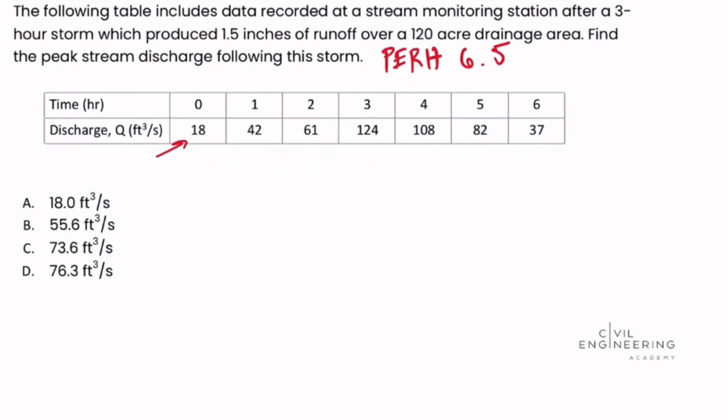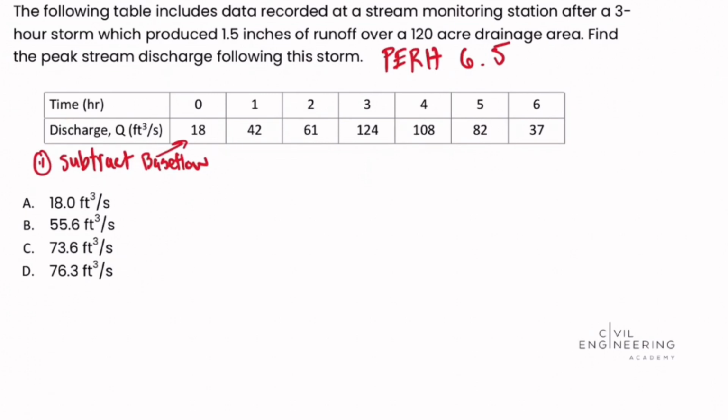The first step is to subtract the base flow from each discharge value. So we'll subtract 18 from the discharge value at hour 0, hour 1, hour 2, all the way through. We'll make another row and calculate the discharge without base flow at each of these hour intervals.